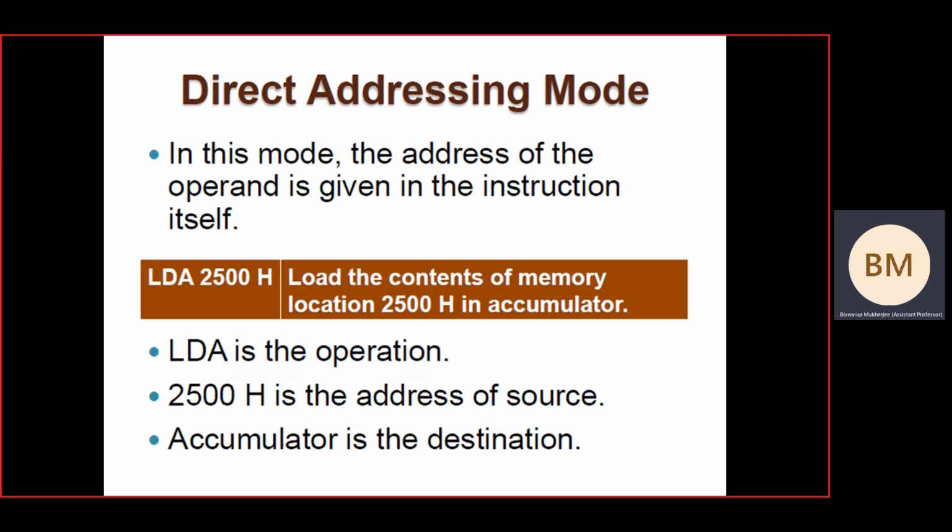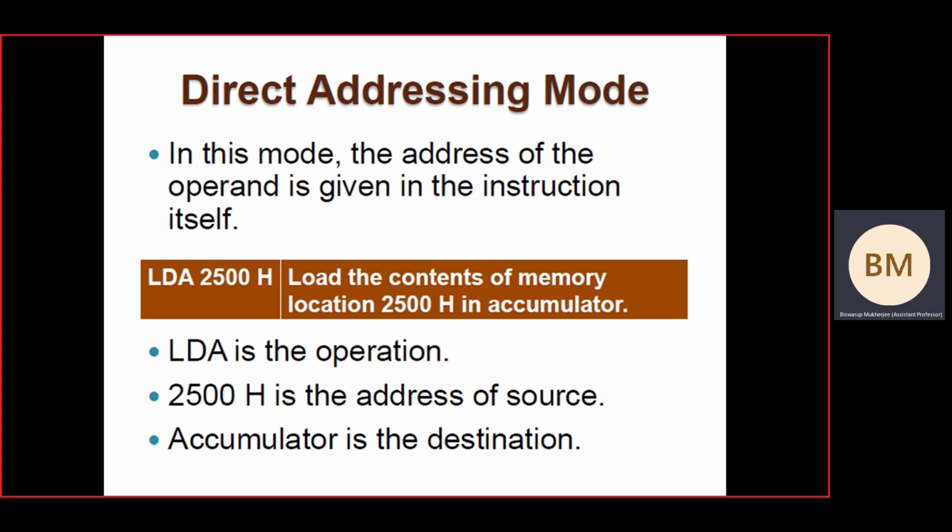First of all, let me come to the direct addressing mode. As the name suggests, directly we are pointing out to a particular address. So that is called a direct addressing mode. In this addressing mode, the address of the operand is given in the instruction itself. As I have mentioned, the location or the address is already mentioned in the instruction. For example, LDA 2500H is a particular instruction. LDA, load accumulator.